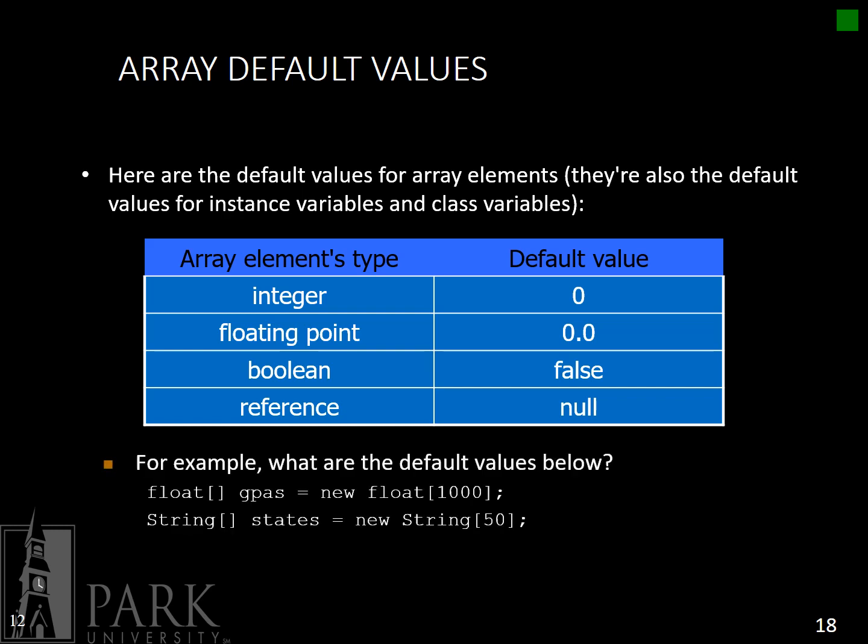So if we were to declare an array of floats called GPAs, what would the default values be? Well, they would all be set to 0.0. And if we declared an array of strings called states, those 50 states, since strings are a reference object, would be set to null.